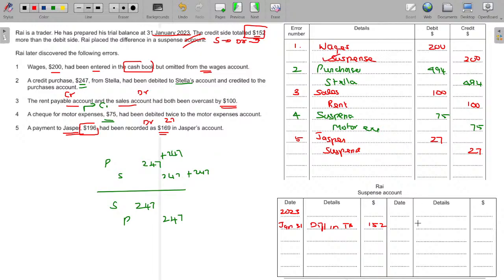Here is suspense in the credit side. So I post that value in the credit side: 2023 Jan 31, wages, value being 200. Again in the debit side, motor expenses 75. Credit side, Jesper, value being 27. If I total this, the value being 227. It got closed.